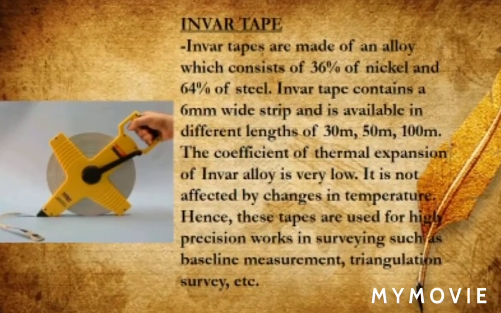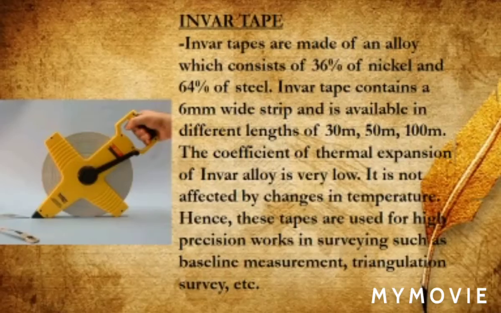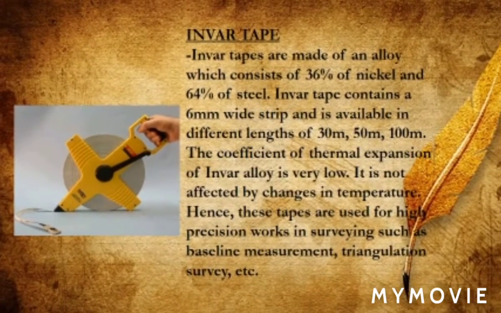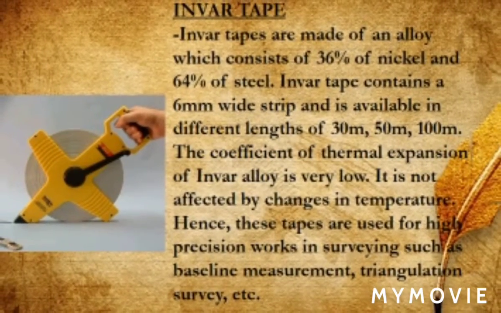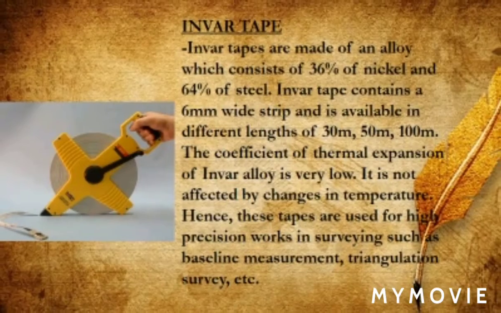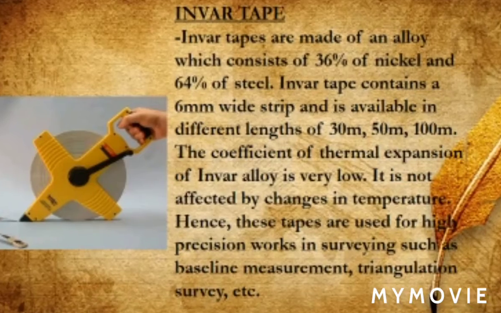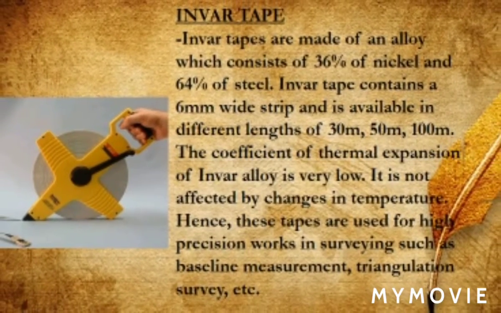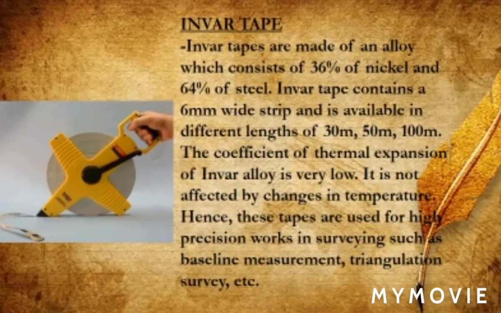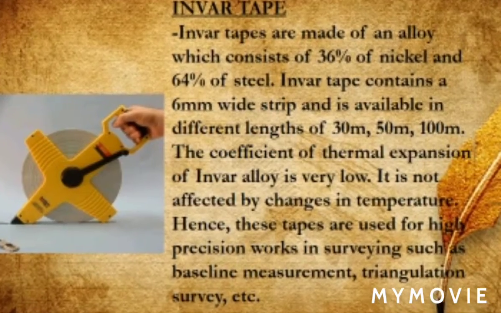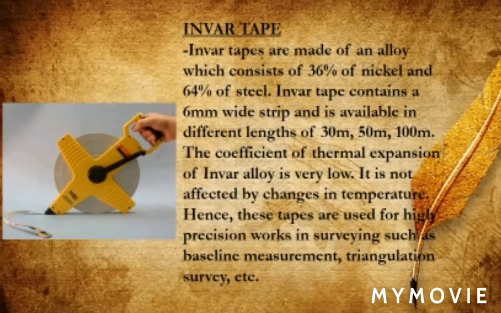The last one is the invar tape. Invar tapes are made of an alloy which consists of 36% of nickel and 64% of steel. Invar tape contains a 6 mm wide strip and is available in different lengths of 30 m, 50 m, and 100 m. The coefficient of thermal expansion of invar alloy is very low. It is not affected by changes in temperature. Hence, these tapes are used for high-precision works in surveying such as baseline measurement, triangulation survey, and etc.